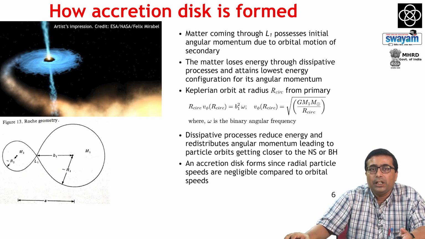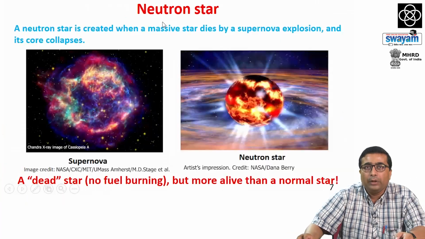Thus, the initial ring of matter will spread out and will form a disk, as the radial speed of a particle is negligible compared to its transverse speed. Thus, an accretion disk is formed. I will now say a few basic words about neutron stars and black holes.